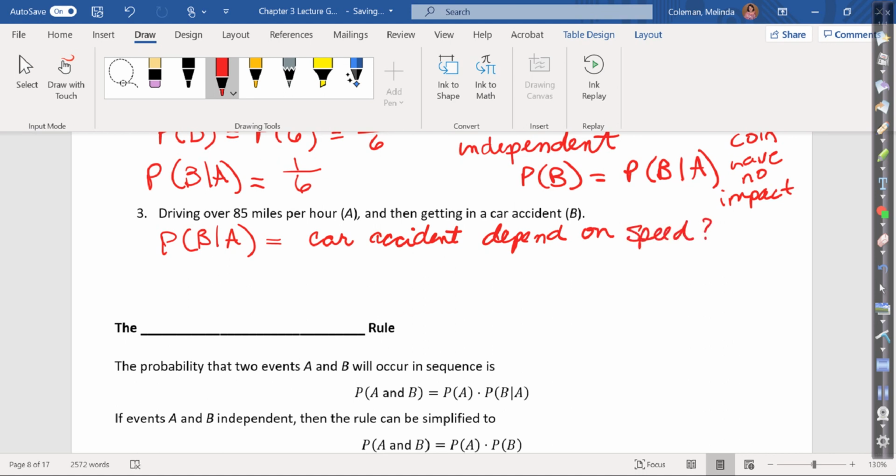Well, I can't necessarily say yes or no, but I can say that in all probability, the faster you go, the more likely you are to get into a wreck. So it is very possible then that speed does depend on that car accident. So these two would be dependent. Now, again, it's not always the case that speed causes a car accident. That's not what we're saying here. But we are saying that it is possible that speed can cause a car accident. Not always, but certainly a factor.